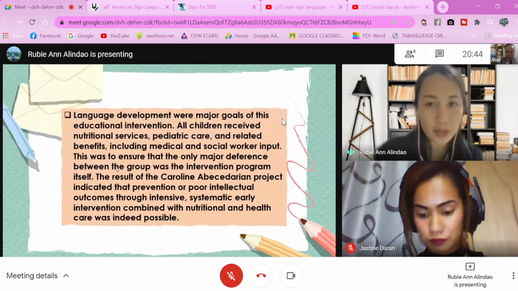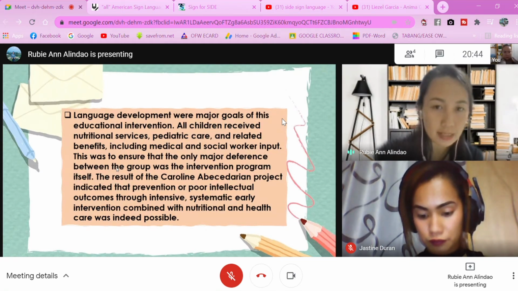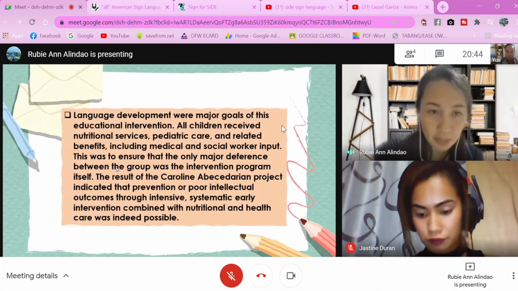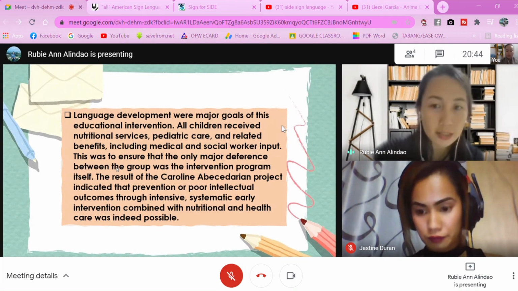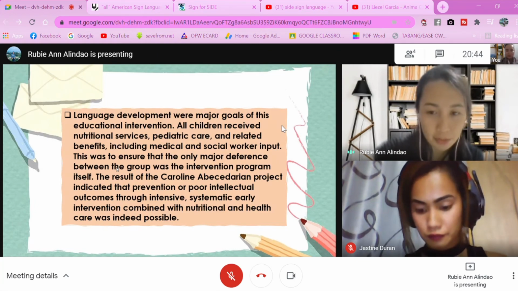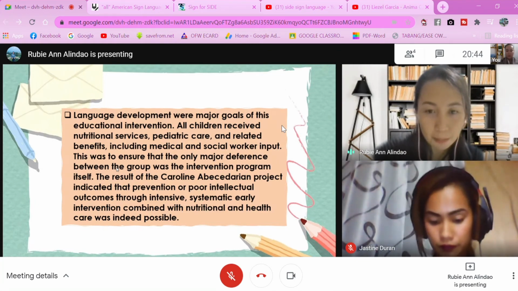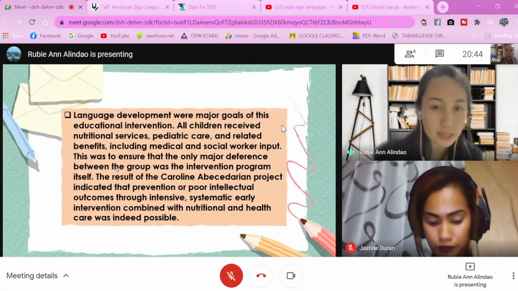So language development were major goals of this educational intervention. All children received nutritional services, pediatric care, and related benefits, including medical and social worker input. This was to ensure that the only major difference between the group was the intervention program itself. The result of the Carolina Abecedarian project indicated that prevention of poor intellectual outcomes through intensive, systematic early intervention combined with nutritional and health care was indeed possible.